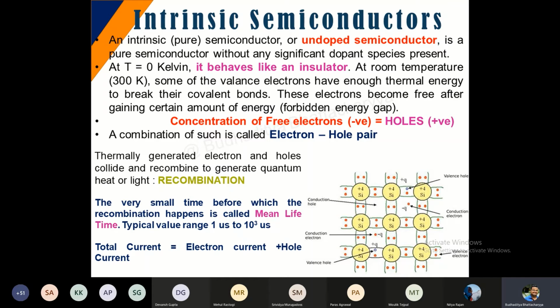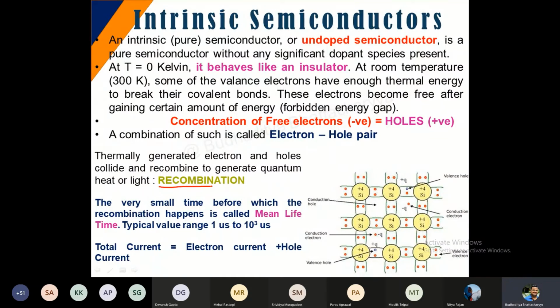So what I was talking about is basically what happens: the electron and hole pair is a combination, together. Now the more electrons are generated, the more holes will also be open to accept them, because holes are positive. What happens eventually is that the thermally generated electrons and holes will collide among themselves, and this collision is called recombination.